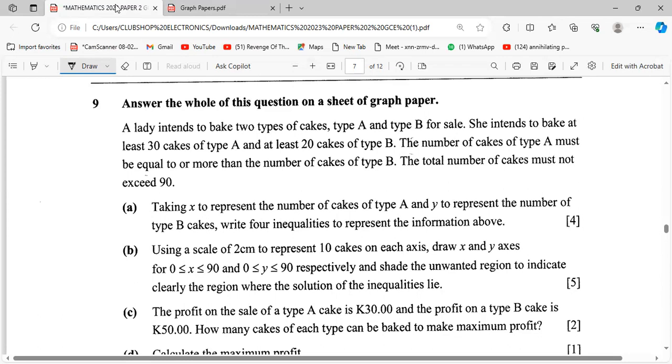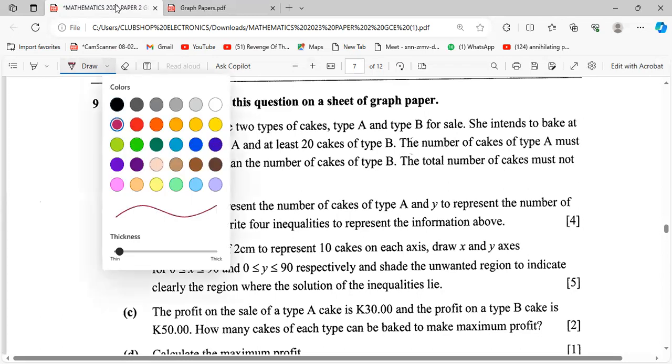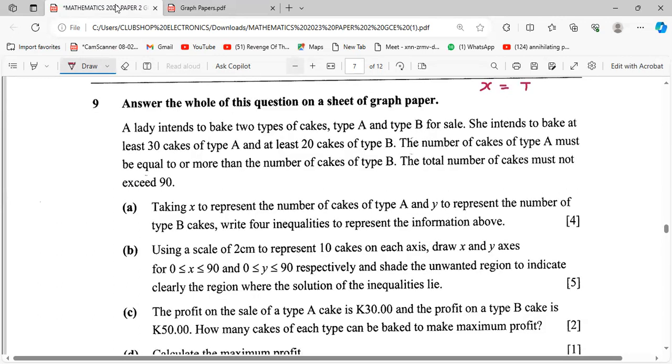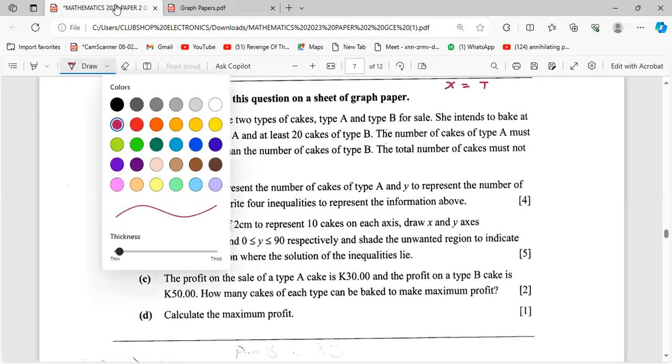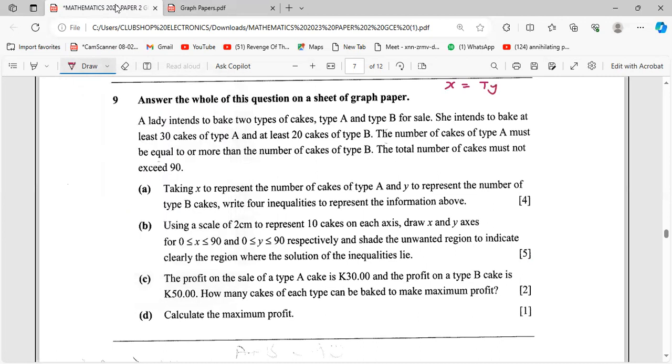Let X represent the number of cakes of type A, and Y the number of cakes of type B. At least means greater or equal to, so at least 30 cakes of type A means X is greater or equal to 30. That's the first inequality.